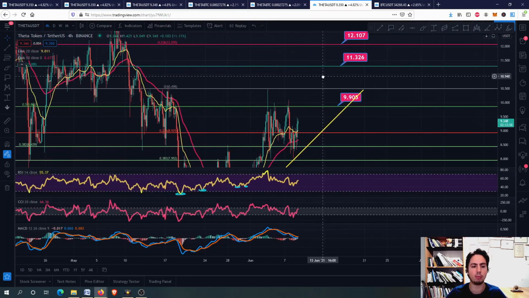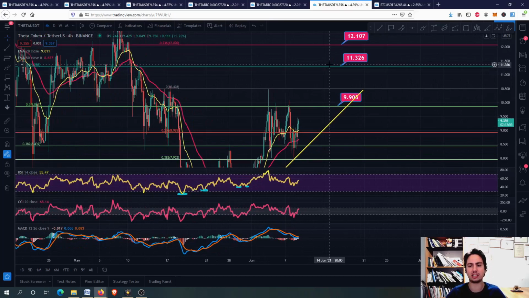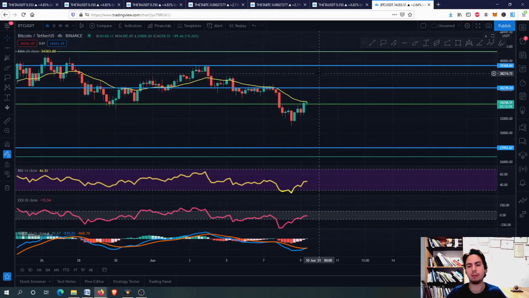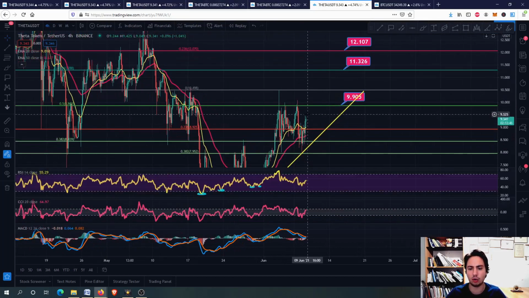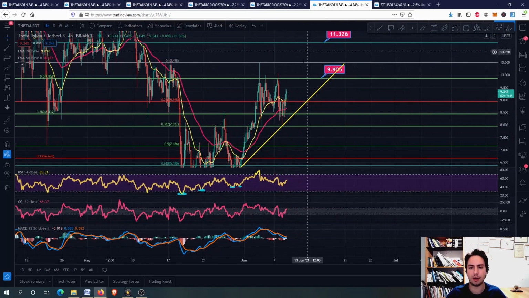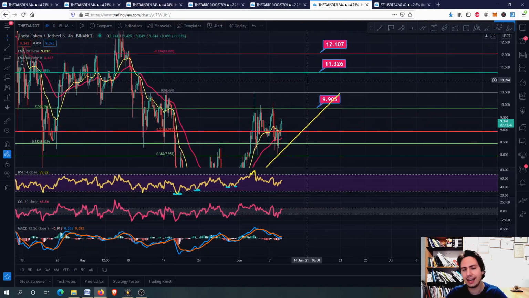11 is our 0.618 Fibonacci retracement level. In case Bitcoin is going up, we might have a correction for Theta against Bitcoin, for example, we might see Theta going down. This was a bullish scenario that is likely to happen, guys.